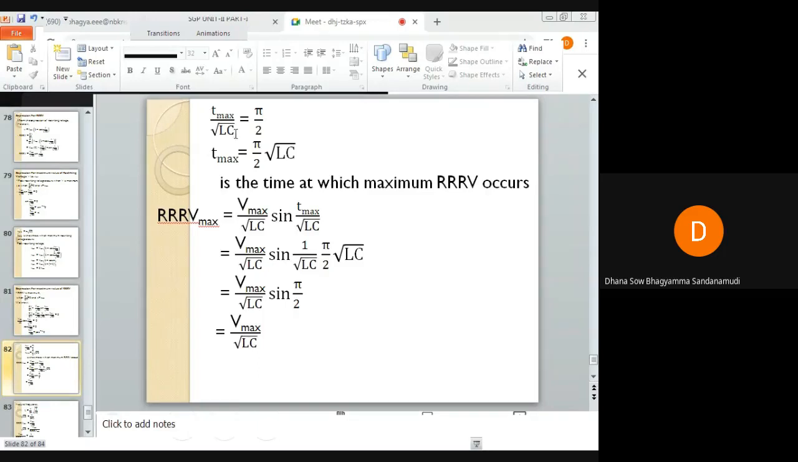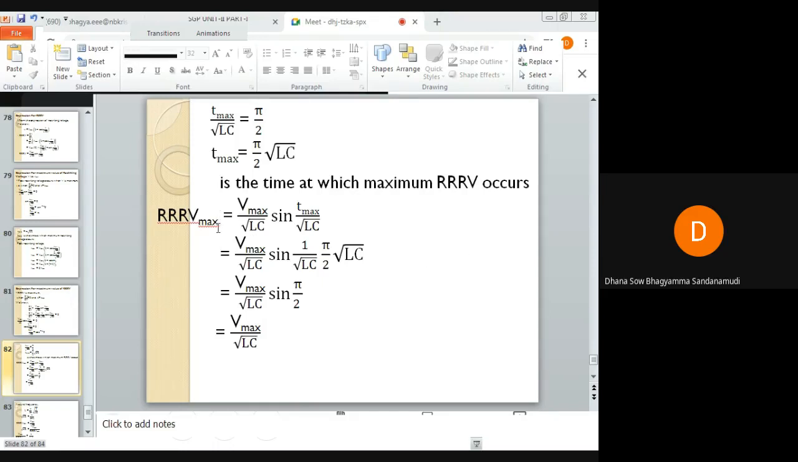So T max is root LC times cos inverse of 0, that is nothing but pi by 2. So T max is equal to pi by 2 into root LC. This is the time at which the rate of rise of restriking voltage will be maximum.